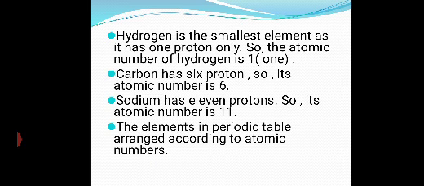Hydrogen is the smallest element as it has one proton only. So the atomic number of hydrogen is 1. Carbon has 6 protons, so its atomic number is 6. Sodium has 11 protons, so its atomic number is 11. The elements in the periodic table are arranged according to atomic numbers.